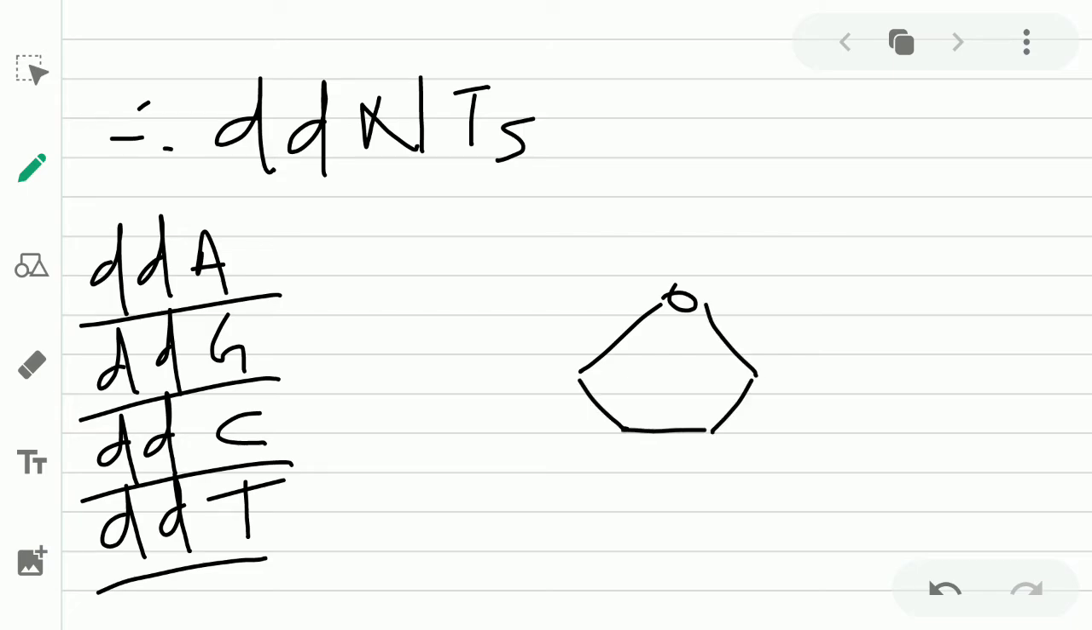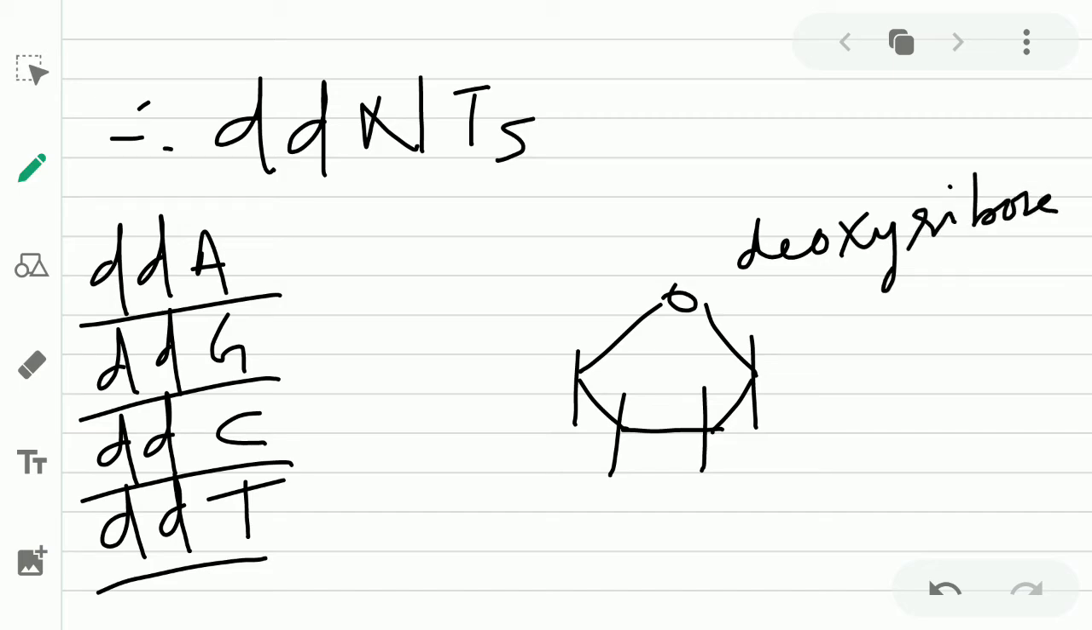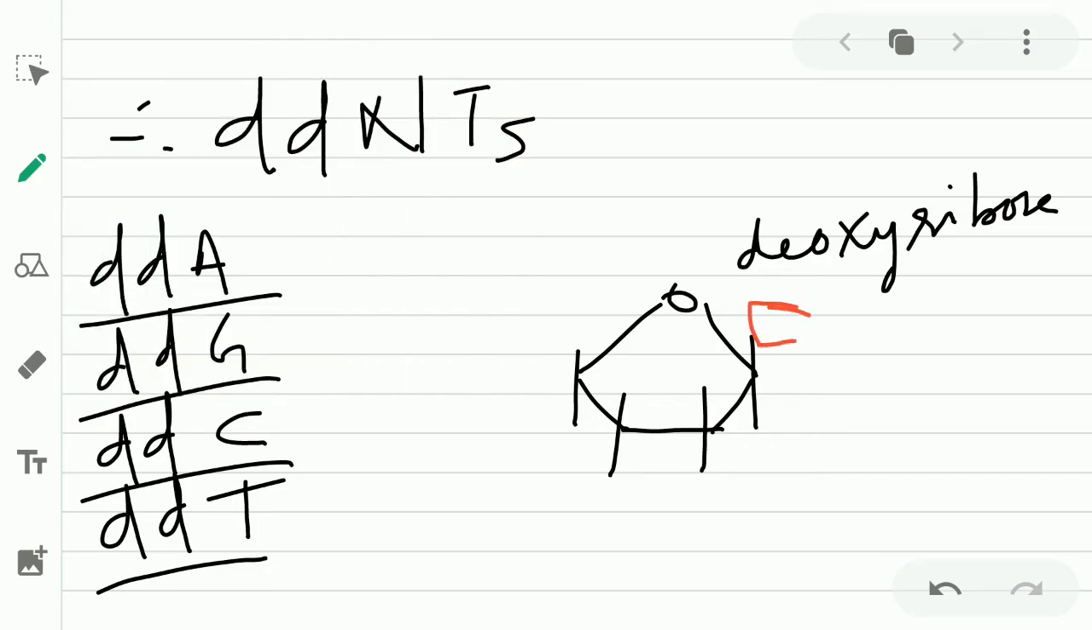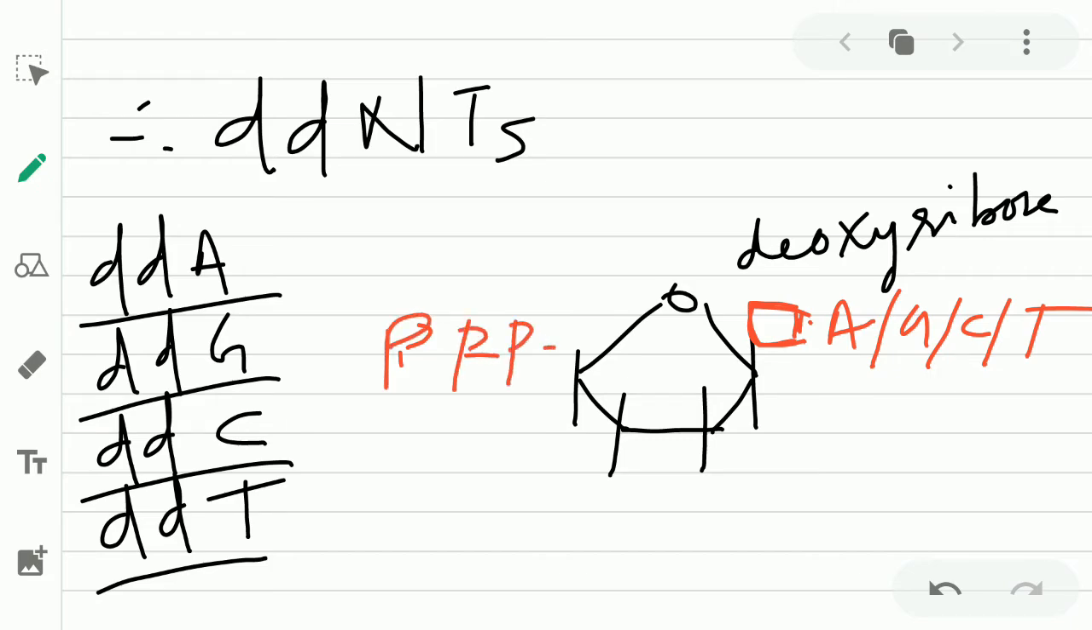The nucleotides have a sugar, that is a pentose sugar. They are deoxyribose, to which a nitrogen base is added. This nitrogen base could be A, G, C or T, and at the 5' end they have a phosphate. This is the structure of deoxyribose nucleotides.